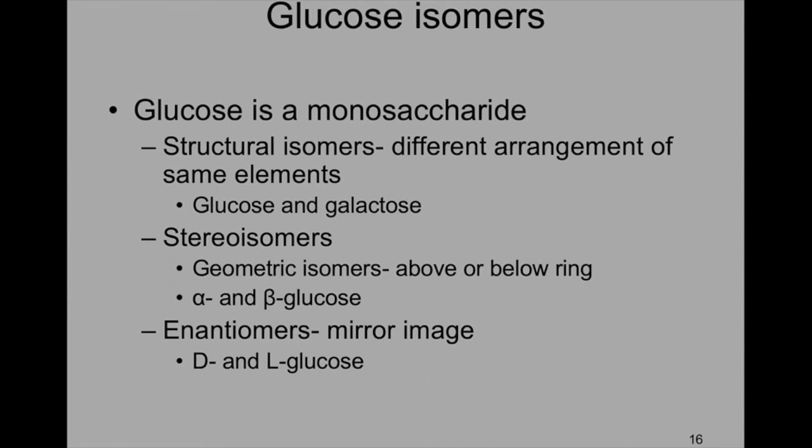And D and L glucose are mirror images of each other. Now, this is important because D glucose we can actually utilize. Our cells can use D glucose as an energy source, but L glucose we cannot. Our enzymes are incapable of breaking down L glucose. This happens with a lot of drugs and pharmaceuticals as well.